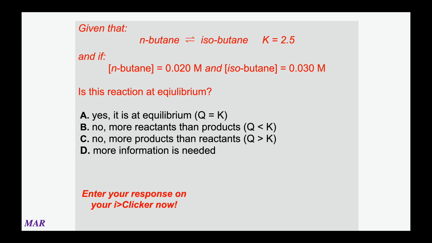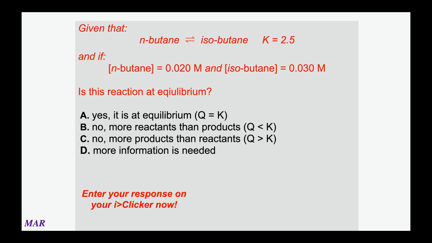And 1.5, our Q, is certainly not K. So we're not at equilibrium. So if Q is 1.5, 1.5 will become more like 2.5 given enough time. And to make 1.5 more like 2.5, we need to make the numerator bigger and the denominator smaller. So that means more isobutane, less N-butane.